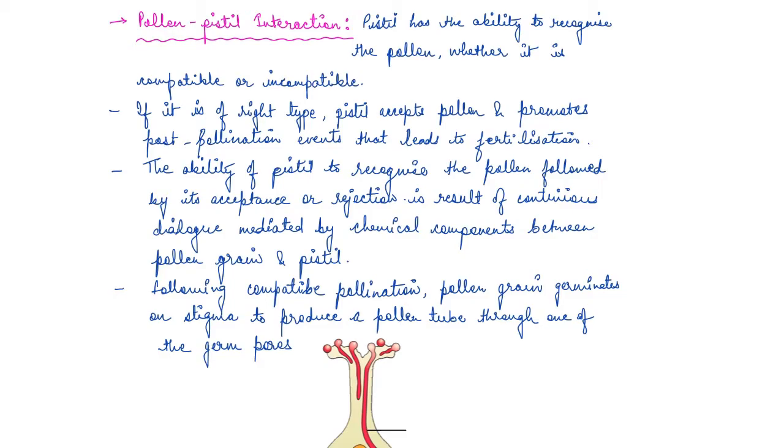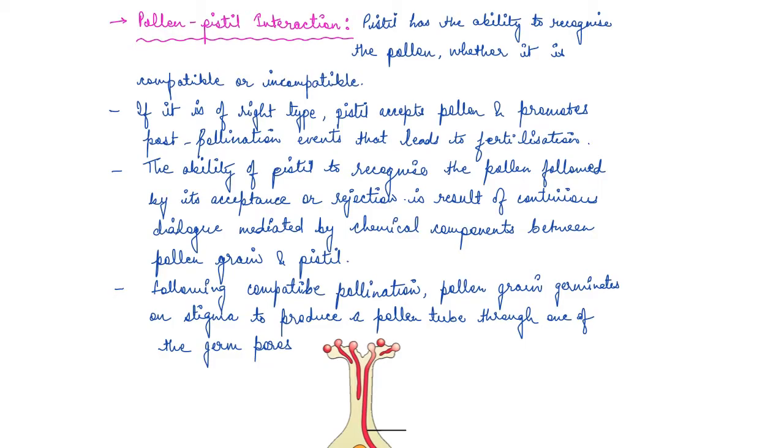And then what happens is that the pistil, the female part, has the ability to recognize the pollen, whether it is of the right type or the wrong type, whether it is compatible or incompatible. Now, if it is of the right type, the pistil accepts the pollen and promotes post-pollination events, which is the interaction between pollen and pistil. But if the pollen is of the wrong type, the pistil rejects the pollen by preventing pollen germination or fertilization.